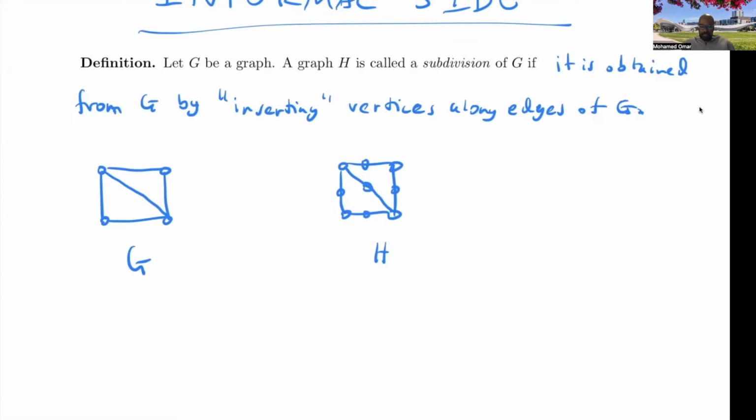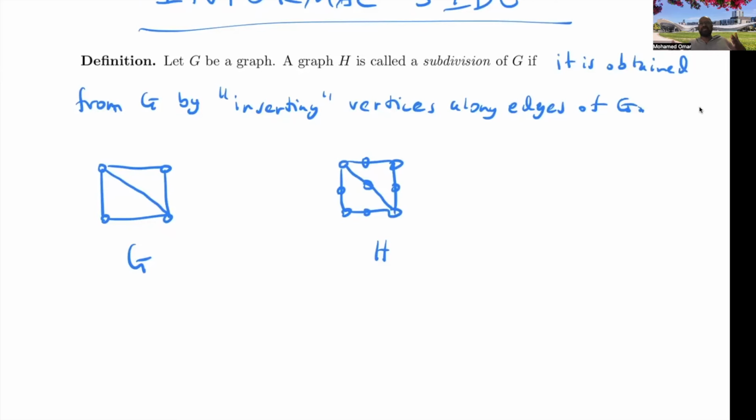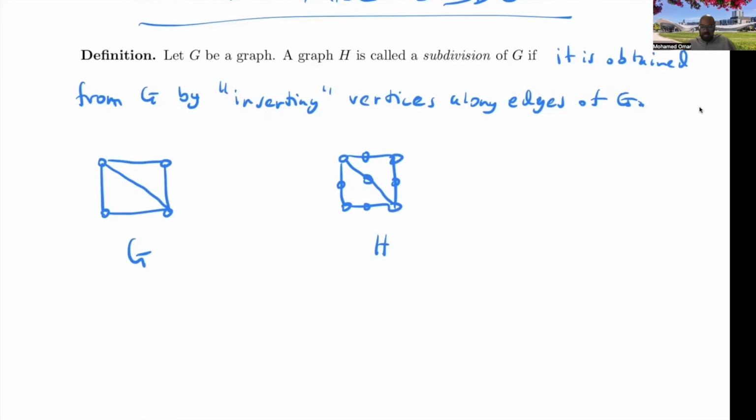Right. So the word subdivision sort of sounds like you subdivide something. So this is the idea, you subdivide. Now you notice this graph here looks awfully more complicated than this one because it has a lot more vertices and a lot more edges. Right? You can actually redraw it if you wanted as something like an eight cycle and then an edge between two sort of opposing vertices, right?